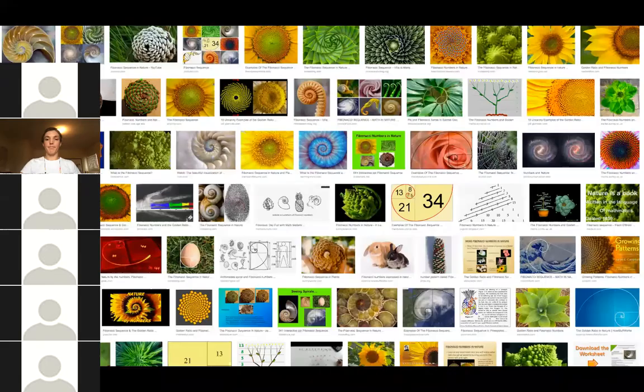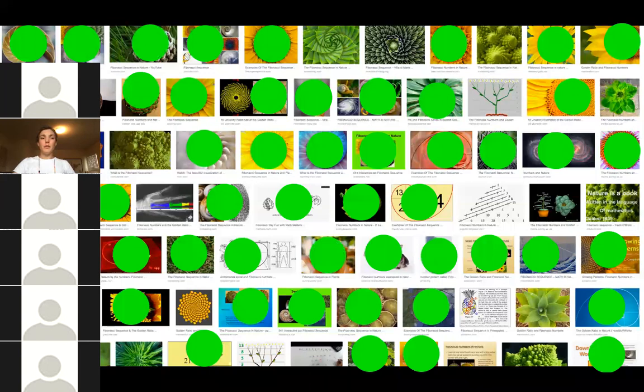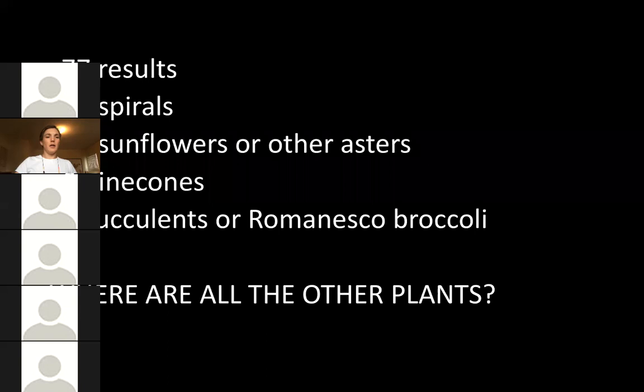And I have a little bone to pick with the popular understanding of Fibonacci numbers. I made this about a year ago. I just Googled Fibonacci, or rather the golden ratio in nature, and I got all these images. A lot of them are spirals, which I have a bone to pick with for separate reasons. A lot of them are sunflowers or asters, a lot of them are pine cones, and a lot of them are succulents. And that pretty much takes up all the pictures I could see. So the vast majority of the pictures in that Google search were either spirals, sunflowers, asters, pine cones, or succulents.